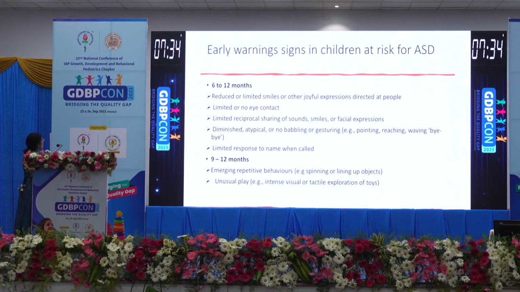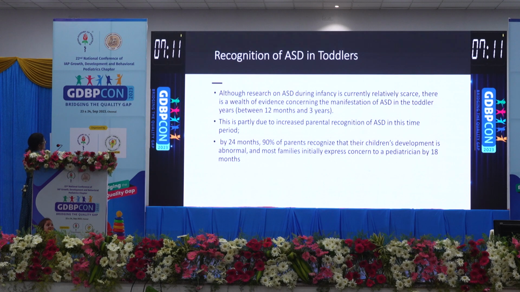In a nutshell, these are the red flag signs between 6 to 12 months: reduced or limited smile or joyful expressions, limited eye contact, limited reciprocal sharing of sounds, diminished or atypical or no babbling, gesturing. In 9 to 12 months, emerging repetitive behaviors and unusual play. Now, coming to toddlers.